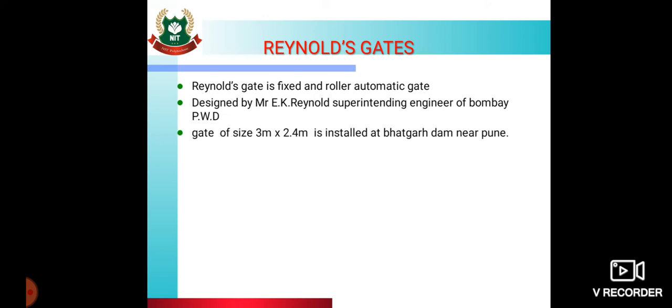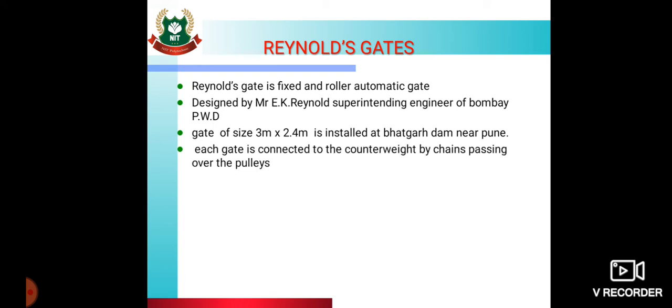First is Reynolds gate. Reynolds gate is a fixed roller automatic gate. It is designed by Mr. E.K. Reynolds, Superintending Engineer of Bombay Public Works Department. A gate of size 3 meter by 4 meter is installed at Bhatgarh Dam near Pune. So this type of gate is installed at Bhatgarh Dam.